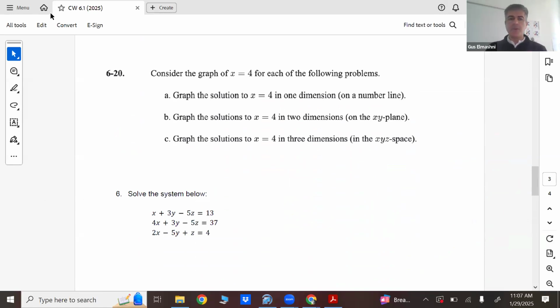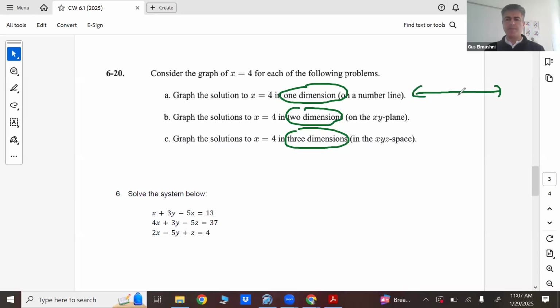Okay, so let me show you each of these different techniques. So 1 dimension, 2 dimensions, 3 dimensions. So if you graph x equals 4 on a number line, it's pretty easy, right? That's it. How about in 2 dimensions? This is x. Do you remember how to graph x equals 4 on a 2-dimensional plane? Yep, there you go. And then in 3 dimensions, it'll look like this.